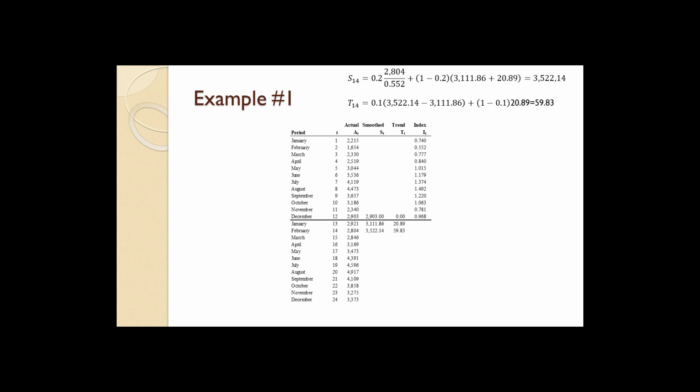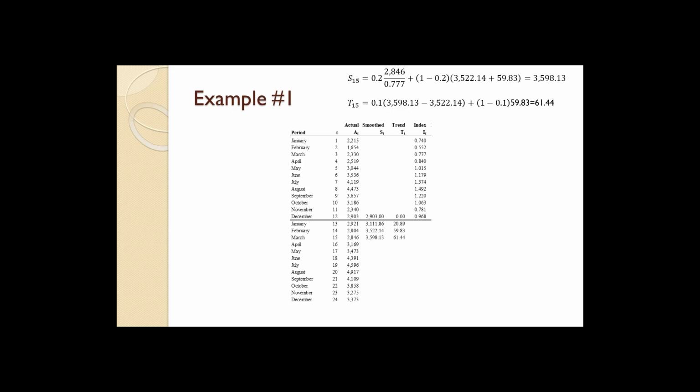For February, S sub t equals 0.2 times 2,804 divided by 0.552 plus 1 minus 0.2 times 3,111.86 plus 20.89 equals 3,522.14. And for T sub t, 0.1 times 3,522.14 minus 3,111.86 plus 1 minus 0.1 times 20.89 equals 59.83.